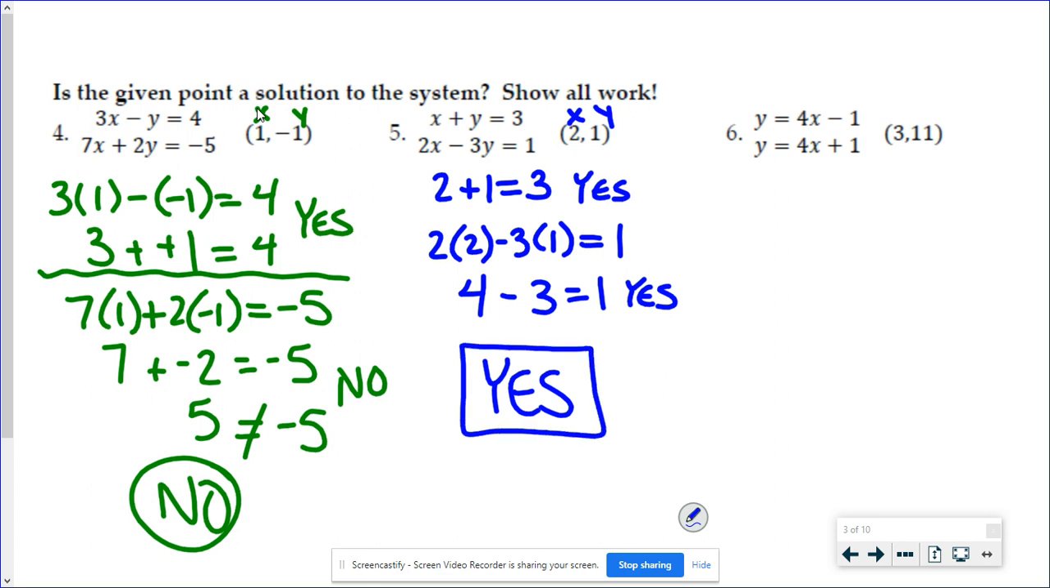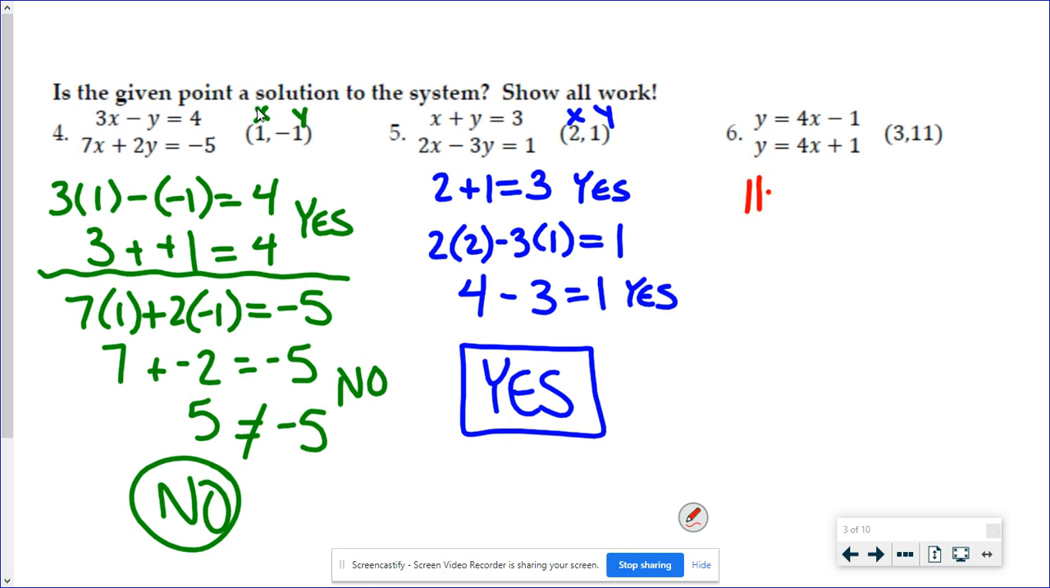Yay, yes. Number 6, first of all, I would like you to look at these two equations. They have the same slope. They have different y-intercepts. These are going to be parallel lines. They are never going to cross. I don't care what point you pick. Nothing's going to work.